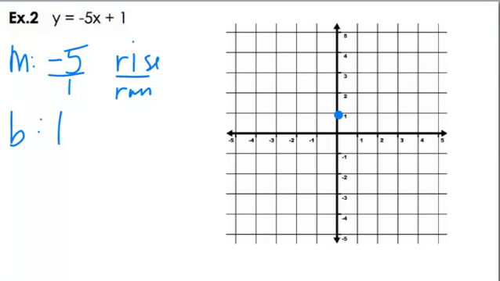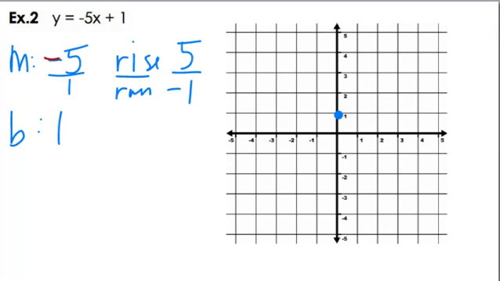Okay. Now, just a little side note about our negatives. As long as one of these movements is negative, I'm okay. So I could either rise down 5 and run to the right 1, or I could rise up 5 and move to the left 1. And I'm going to show you both.